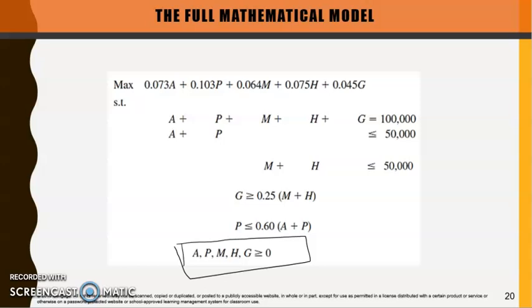Hope now you have a full understanding of this financial application that we just solved together. Some people call it the portfolio selection model.